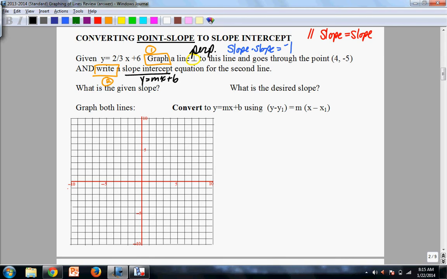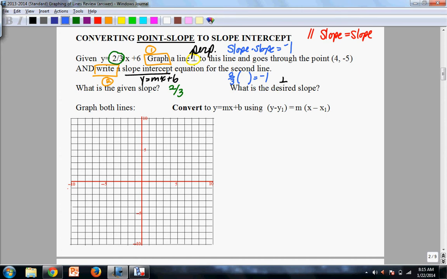So we're going to follow this. Step number 1, our given slope right there is 2/3. So we just go 2/3. That's our given slope. Since we want a perpendicular slope, we have to do the blue. So we're going to go 2/3 times something equals -1.